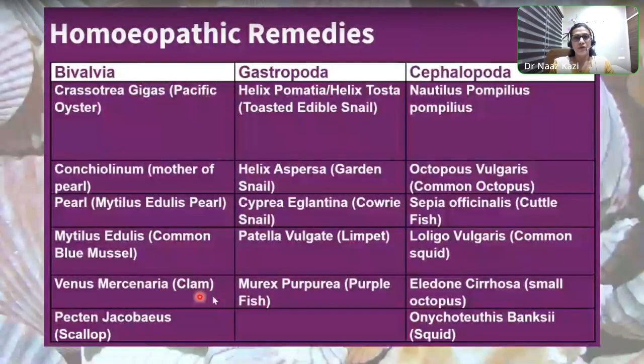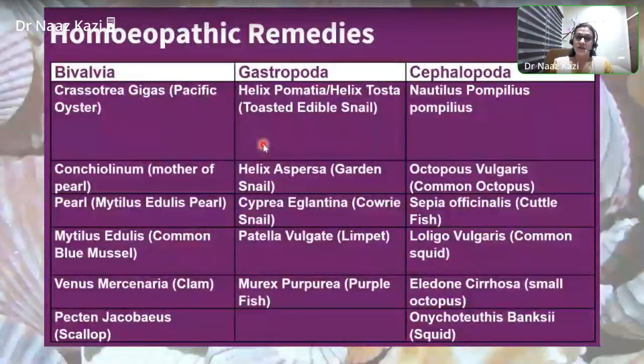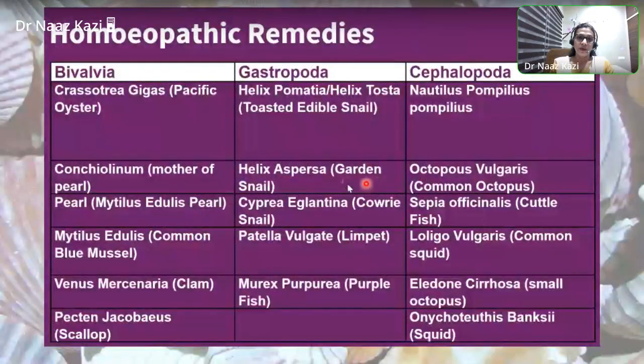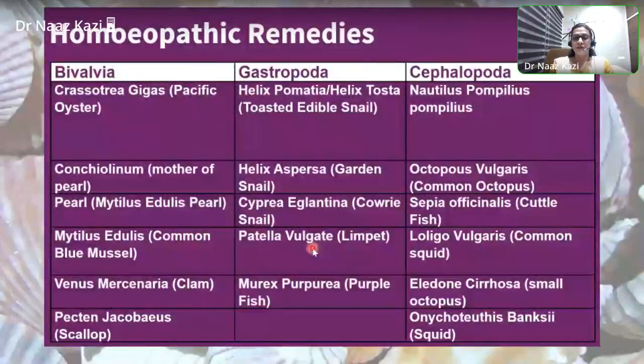In gastropoda, we have Helix tosta, which is the toasted edible snail. We have Helix aspersa, which we must have seen in the garden, which is known as the garden snail, right? Then Cypraea eglantina. This is the cowrie snail. Patella vulgata, that is the limpet. Murex purpura, which is the purple fish.